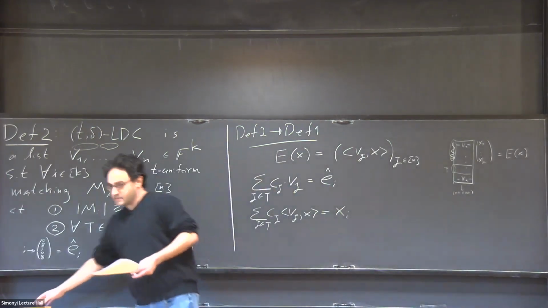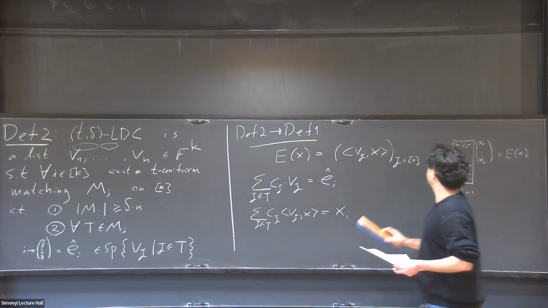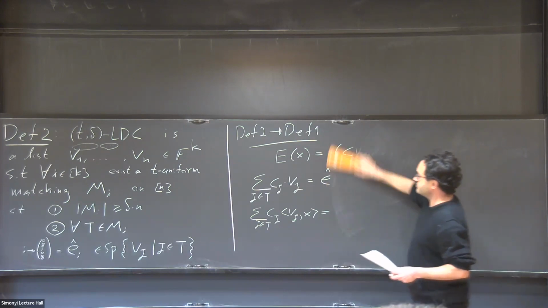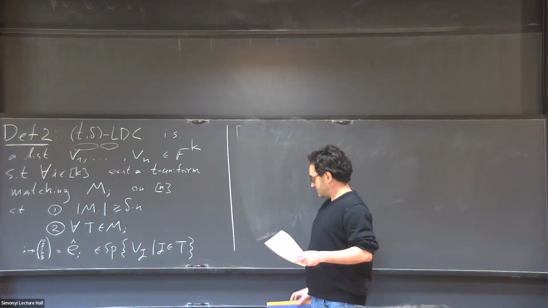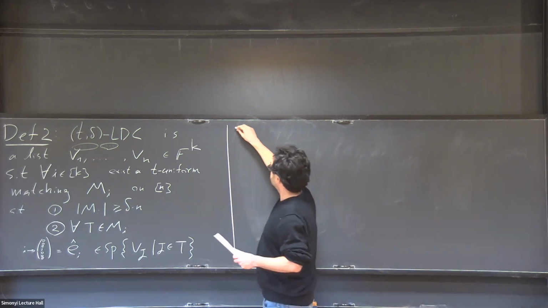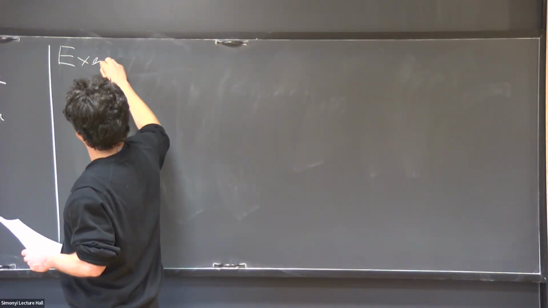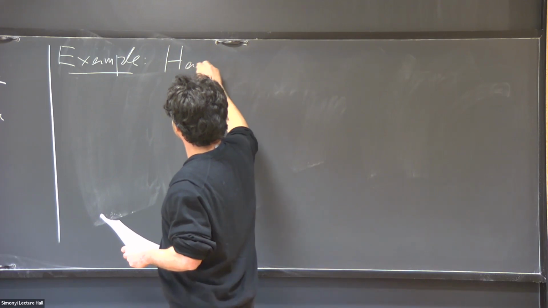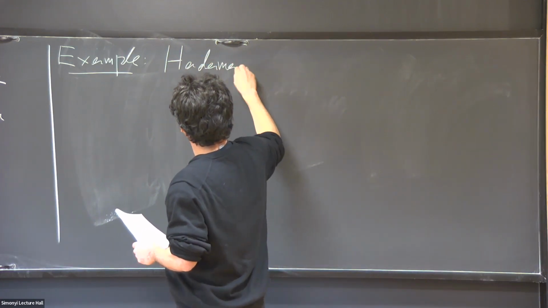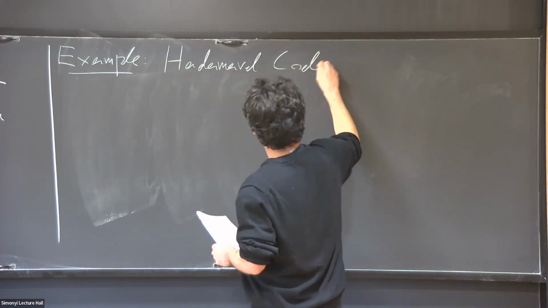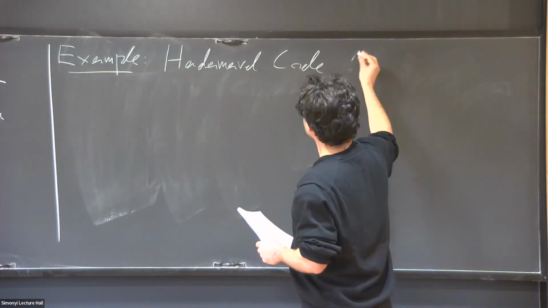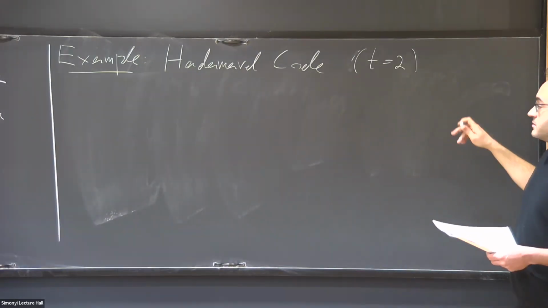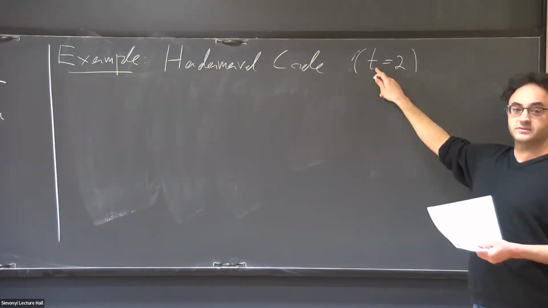So let's see an example of a code. Well, the most famous example is the Hadamard code. And it's a two-query code. By the way, from this definition, you already see that t has to be at least 2. T is 1.